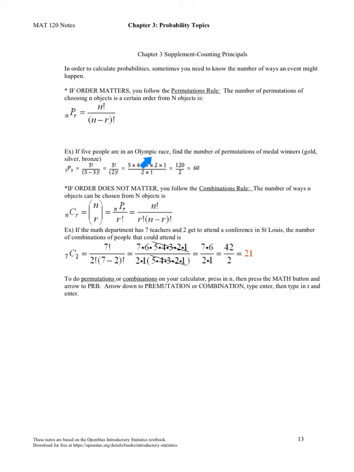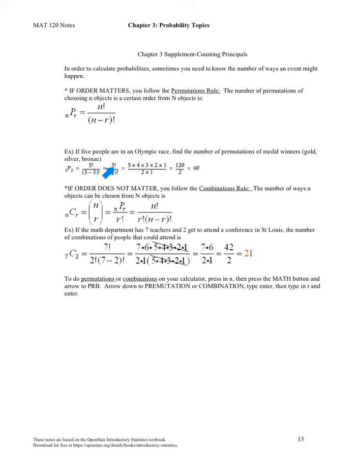If 5 people are in an Olympic race, find the number of ways the medal winners can occur. Gold, silver, bronze. Now, does order matter here? Yes, it does. Gold is different from silver from bronze. So we have our total number here, which is 5 factorial. And then in the denominator, we're going to subtract 3. We're choosing 3. Gold, silver, and bronze. A permutation of 5, choose 3.